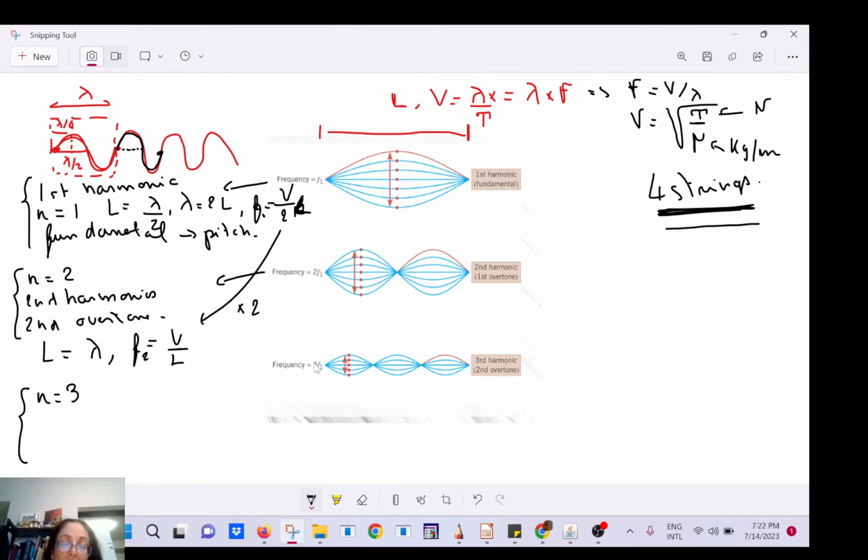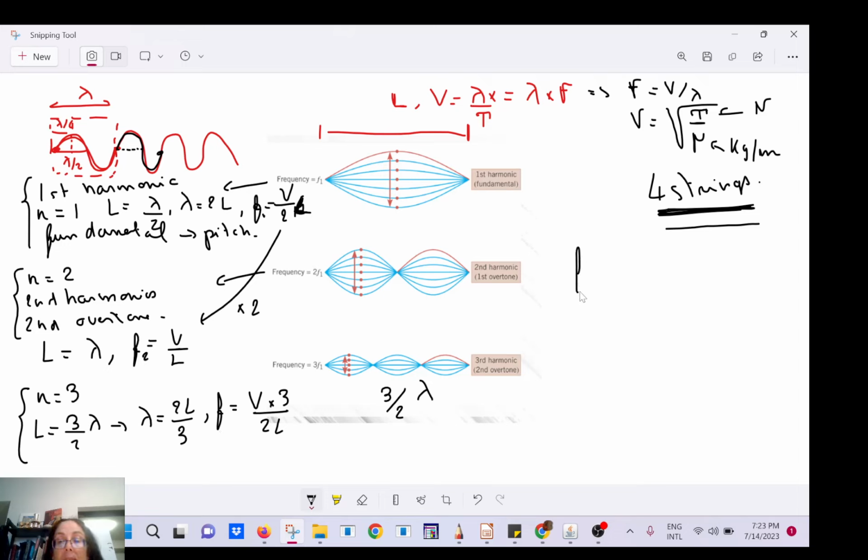So the third one, n equals 3, which is called the third harmonic or the second overtone. Now you can place inside one cycle and a half. So that's 3 over 2 cycle. So the length equals 3 over 2 lambda, which means that lambda equals 2L over 3. So the frequency equals V times 3 over 2L.